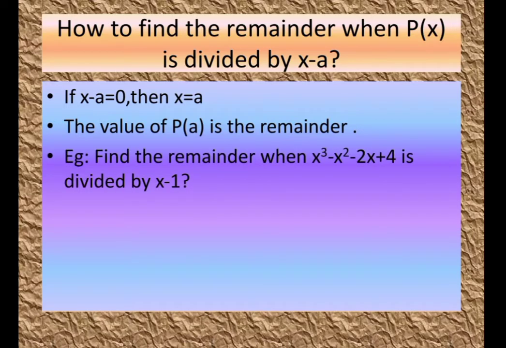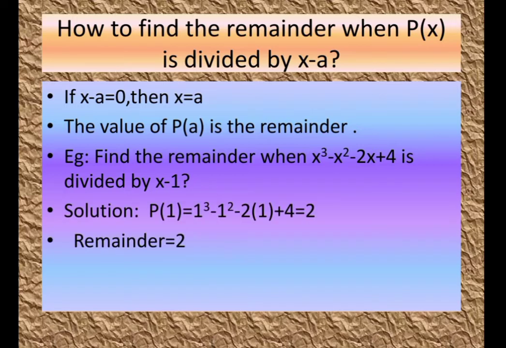Let us see one example. Find the remainder when x cube minus x square minus 2x plus 4 is divided by x minus 1. First step, x minus 1 equal to 0. We get x equal to 1. Find the value of p of 1. That p of 1 is 2. So 2 is the remainder of the polynomial.